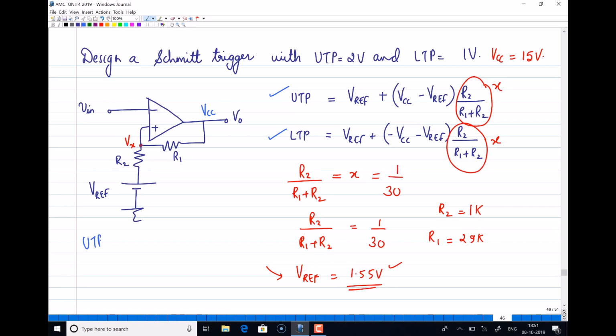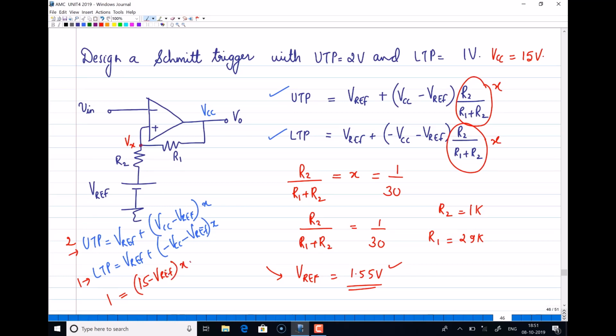For X, I can write UTP equals Vref plus (VCC minus Vref) into X, and LTP equals Vref plus (minus VCC minus Vref) into X. So now you can enter the values of UTP and LTP. If you enter the value of UTP as 2 and LTP as 1, and if I subtract this, I'll get 1 equal to Vref minus Vref, which will be cancelled. VCC is 15, so (15 minus Vref) into X minus (minus 15 minus Vref) into X. If I solve this, I'll get 15x plus 15x will be 30x, minus Vref x and plus Vref x will be cancelled. So I'll get x as 1 by 30.